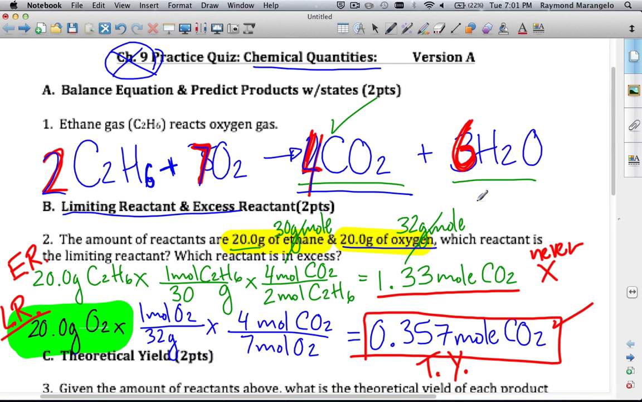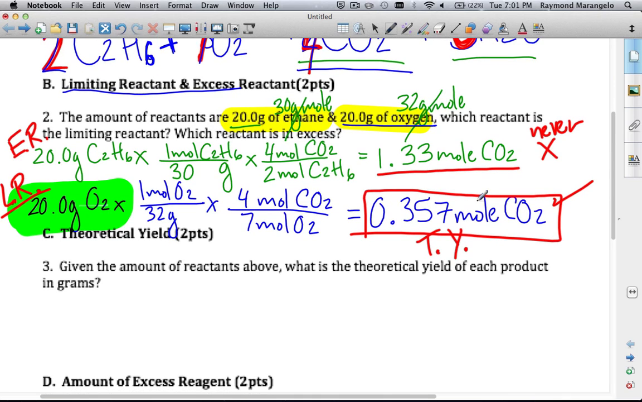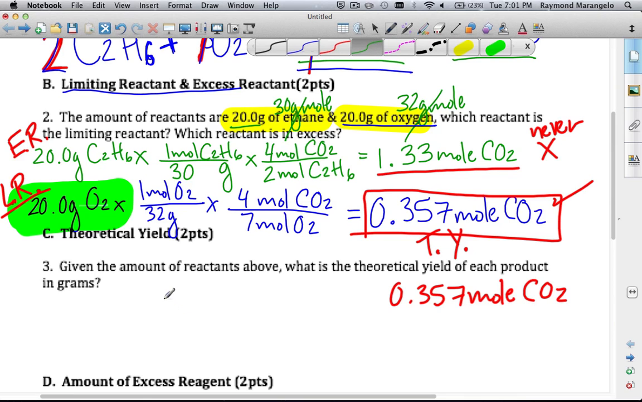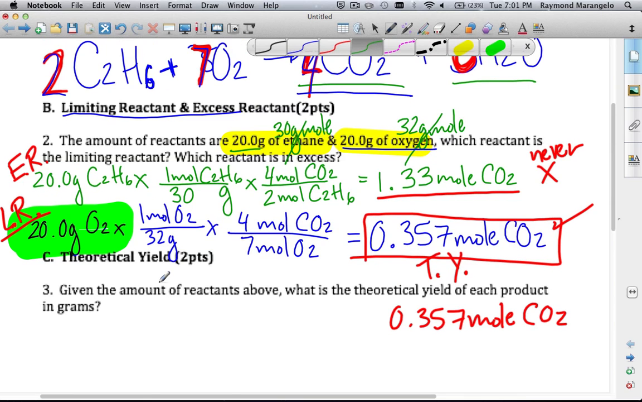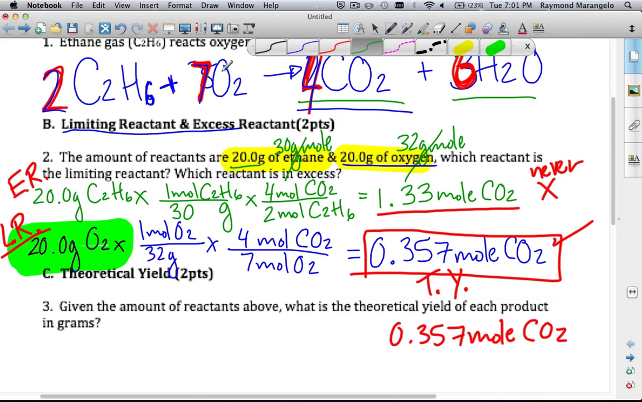All right, let's scroll down a little bit. Let's see what else we got going on here. Given the amounts of the reactants, what is the theoretical yield of each product? You could do each product. I figured out the limiting. So I could get 0.357 moles of the CO2, and if I wanted to find the moles of the other product, the water, it is in a 6:7 ratio to the oxygen. So all I got to do is this.